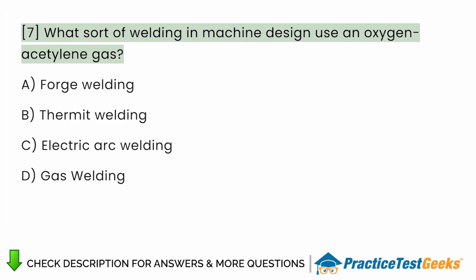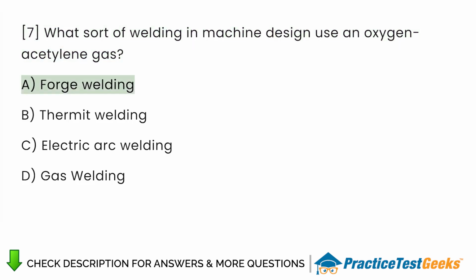What sort of welding in machine design use an oxygen-acetylene gas? A. Forge welding. B. Thermit welding. C. Electric arc welding. D. Gas welding.